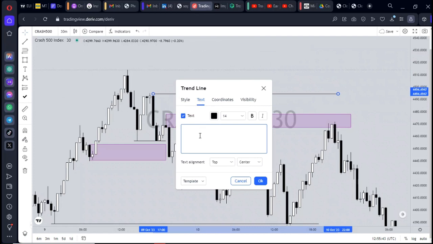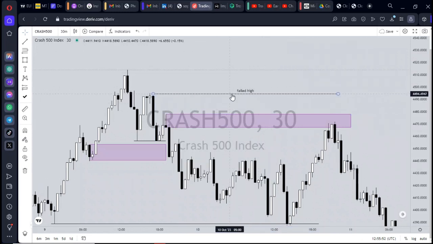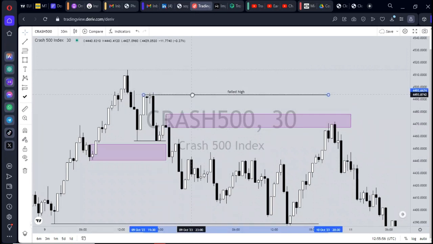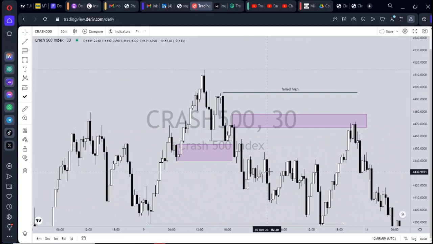All right, and remember, I don't go below 30 minutes when I'm analyzing Boom and Crash. I always stick with the higher time frame because of the candlestick patterns, the way the candlestick looks. So we stop at the 30 minutes.